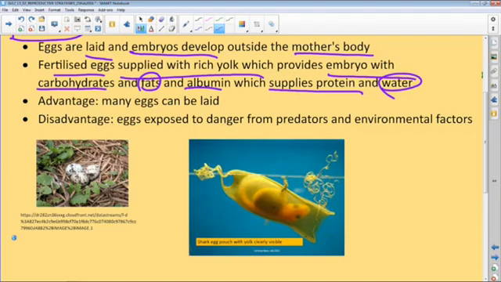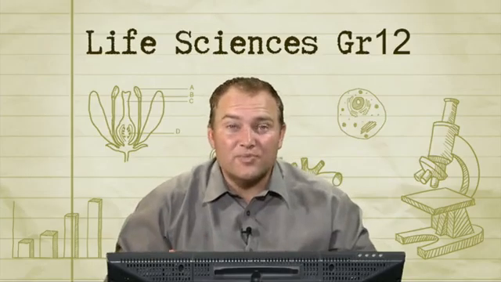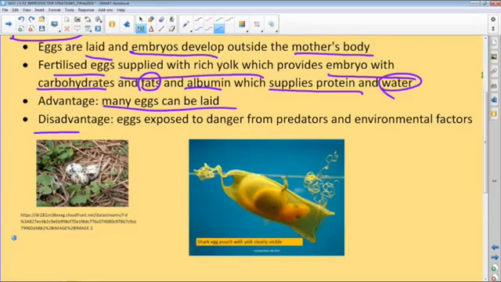Next one, the advantages: many eggs can be laid. Lots of them. That is why they use it. Okay, if you lay a lot of eggs, what happens? More chances of survival if there are predators. Think about it. Okay, the next one, the disadvantage: eggs exposed to danger from predators and environmental factors. If it's too cold, the eggs are not going to hatch. Okay, if water runs over, not supposed to have water, well, what do you think is going to happen? We're going to die out. Can you understand? So we need to look at these things very, very carefully.